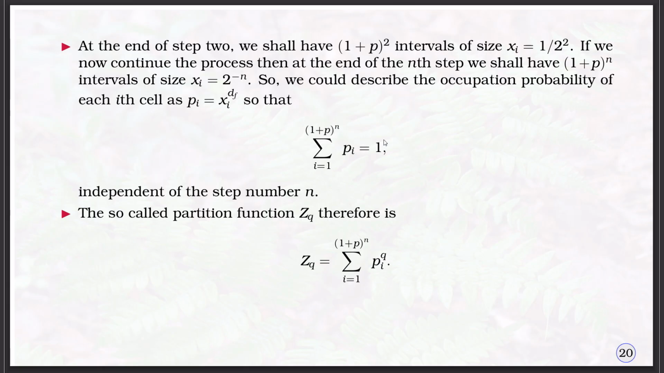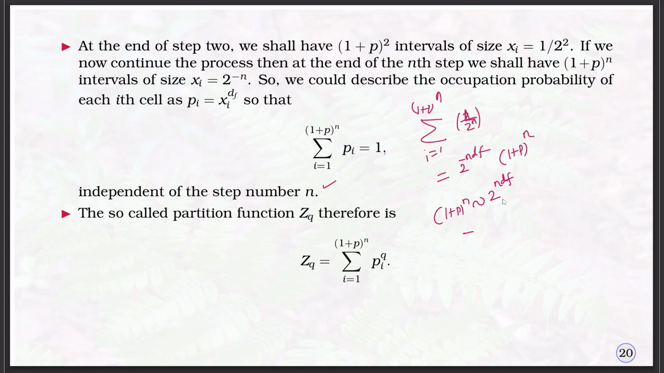Now we will find this summation. The sum over i equal to 1 to (1 plus p) power n of pi equals 1, because we have (1 plus p) power n intervals, and their size is 1 by 2 power n. This summation is independent of the step n, as we know from the triadic Cantor set. If we take the dfth moment, then one can get this as 2 power minus n df times (1 plus p) power n. Now we know that (1 plus p) power n is directly proportional to 2 power n df.